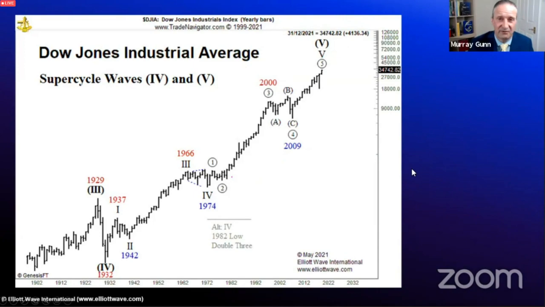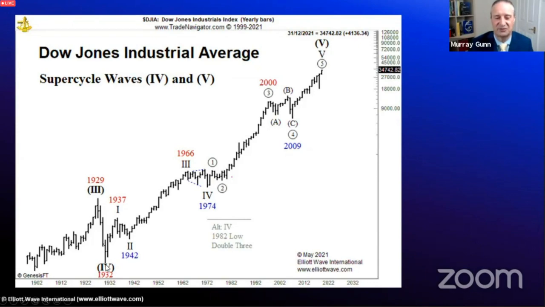The main component of the global stock market, of course, is the US markets. And this is the long-term chart of the Dow Jones Industrial Average. And what it's showing is where we think we are in the cycles of Elliott waves. From the 1932 low, we think we're just completing a super cycle wave 5 just now.